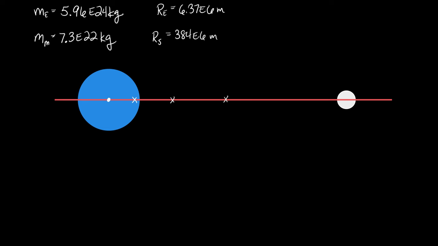So if you get 3 times 10 to the 10th meters, you're wrong. I don't even have to say why, because you have a value that is way too big, right? It has to be a number less than that. So we start by picking our reference point. I'm going to choose the center of the Earth as my point of reference.